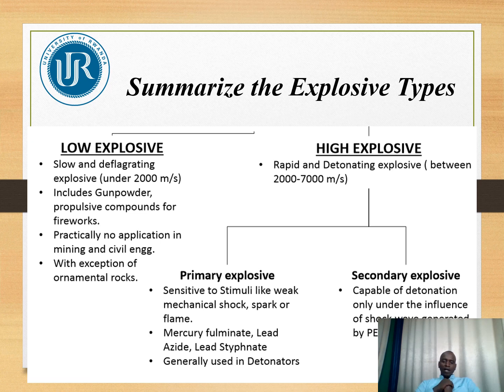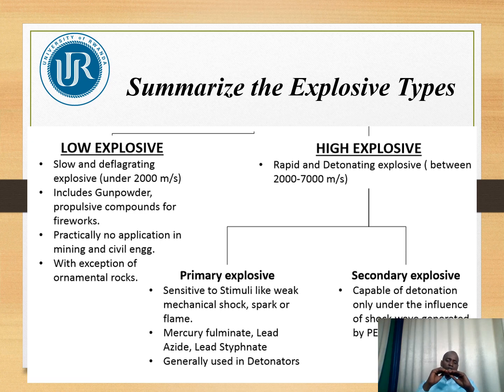To summarize the explosive types, we have low explosives, which are slow, deflagrating explosives. Their velocity of detonation, or VOD, is under 2,000 meters per second, and they include gunpowder and explosive compounds for fireworks, practically non-applicable in mining and civil engineering activities, with the exception of unmarked work.